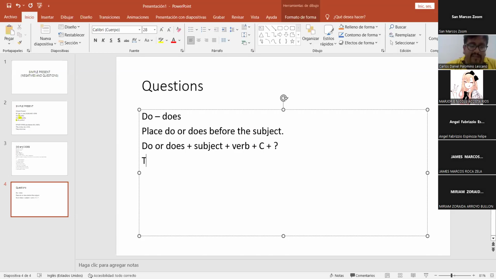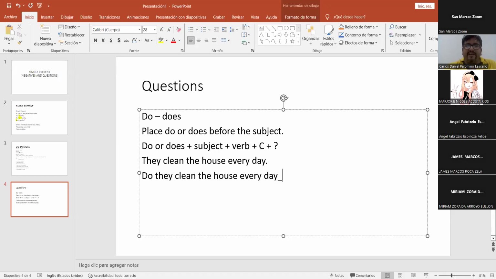Mira la oración. They clean the house every day. ¿Cómo será entonces la pregunta para esa oración? Para they, la pregunta es do. Do they clean the house every day? And the question mark. Primer ejemplo. This is the first example. Example number 2.